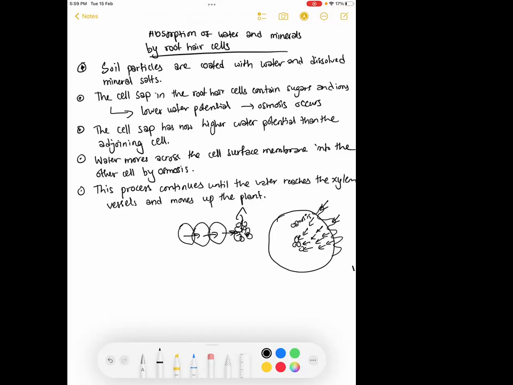Are there any questions? No, I understand. Okay, so I guess next day I'm going to continue transportation of water from the roots to the leaves, so how it goes through the stem, okay?